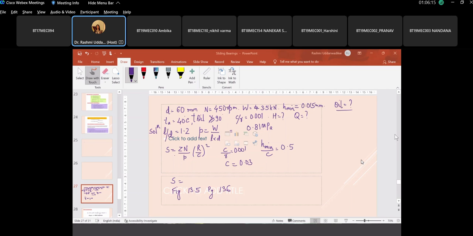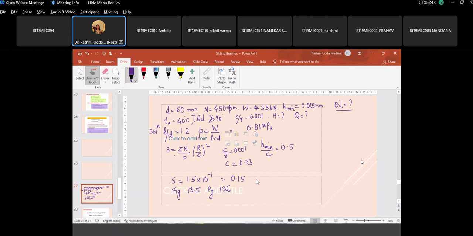Kaustubh, give me the value of Sommerfeld number. Prajwal, Deepika. Around 1.5 or 1.6, 10 raised to minus 1, which is 0.15. So if you know S, you know N, P, R, C, everything is known.